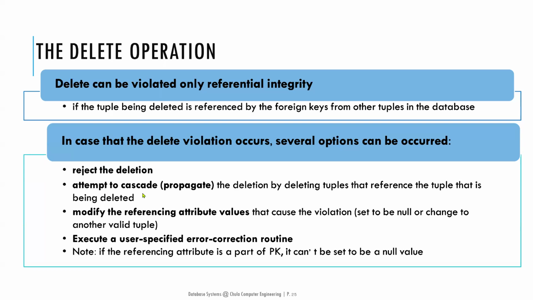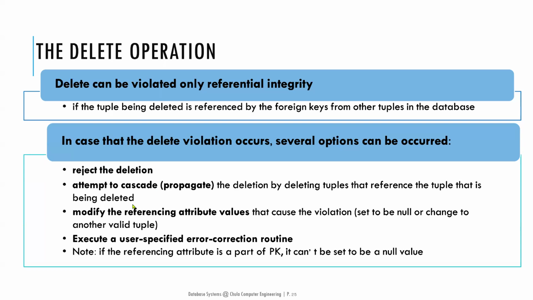Second is to attempt to cascade or propagate. It means that the deletion also deletes the tuples that reference the tuple that is being deleted. What cascade means here is that if you delete that employee with possible dependents, you must also delete anything related to it. So you delete one person with dependents, you must delete the dependents that belong to that particular employee as well. So that means cascading operation. You got it? Okay. That's called cascade.